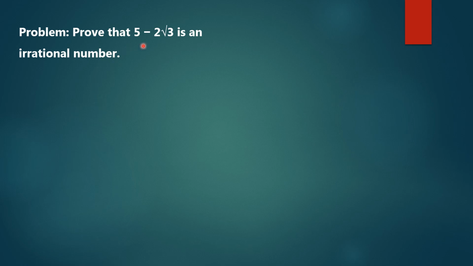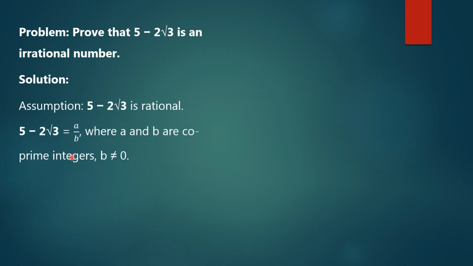Prove that 5 minus 2 root 3 is an irrational number. Take the opposite of the statement as assumption: 5 minus 2 root 3 is rational. Again, by applying the definition of a rational number, 5 minus 2 root 3 is a by b, where a and b are co-prime integers and b not equal to 0. Let us simplify this.